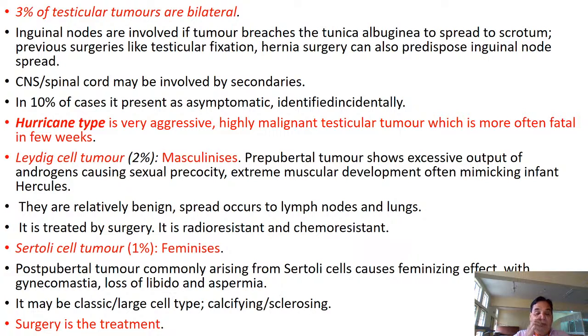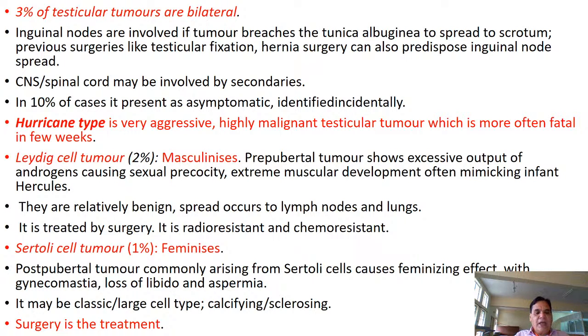Okay, then non-germ cell tumors, Leydig cell tumor. This Leydig cell tumor is a masculinizing tumor of the testis. This occurs usually at a very young age, so it is a pre-pubertal tumor. Before puberty, what does it show? Excessive output of androgen. This causes sexual precocity, extreme muscular development, and mimics what is called an infant Hercules. Infant Hercules is seen in case of a Leydig cell tumor.